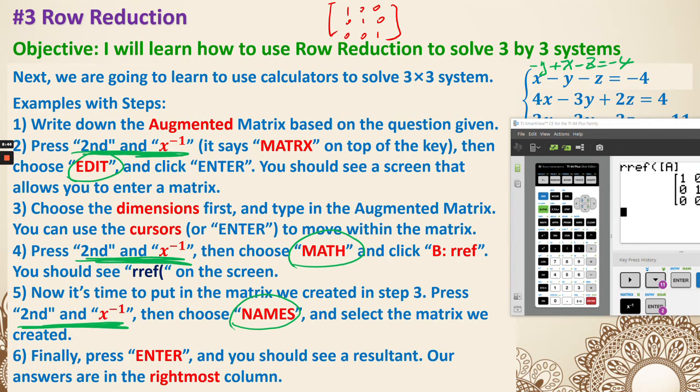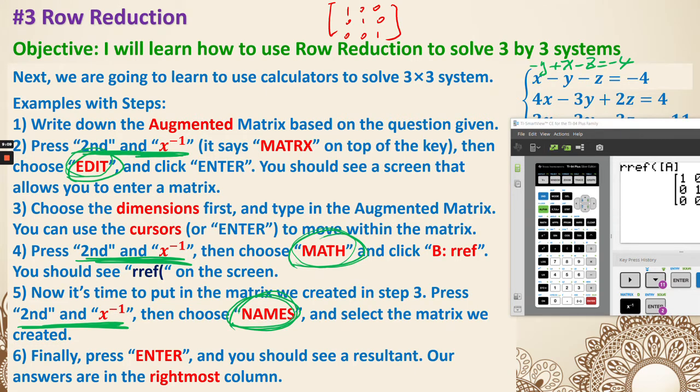So write down the matrix and get into the matrix so you can type it in, choosing edit. After that, choose math so you can actually do the operation RREF on our matrix. Lastly, we just need to pick the matrix so that we can perform the operation. So that's the basic process. We are repeating the same thing several times. That should help you remember the process on the calculator.